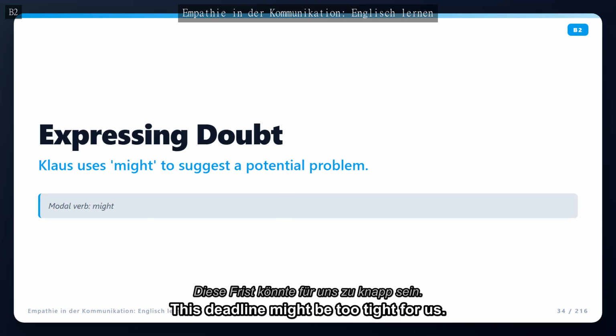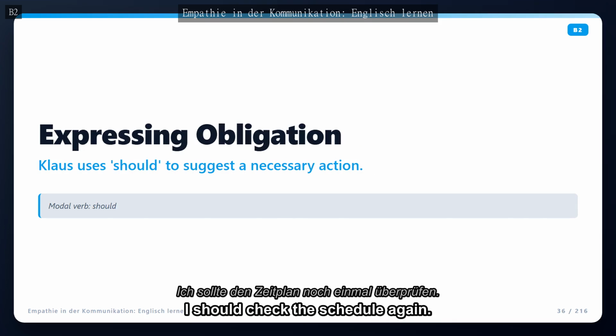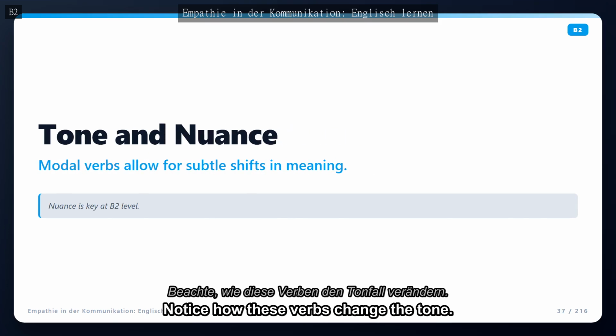This deadline might be too tight for us. You must be worried about the quality. I should check the schedule again. Notice how these verbs change the tone.